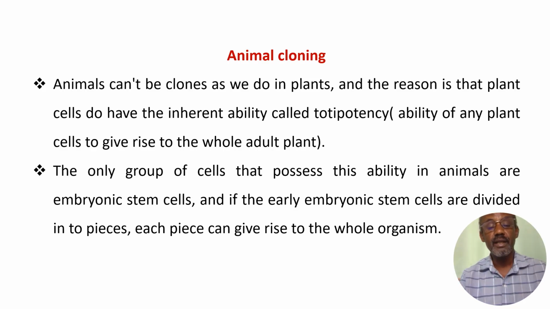The only cells that possess this ability in animals are embryonic stem cells during the embryonic stage. If you take some cells from the early embryo, a single cell can give you the whole animal, the whole human or the whole sheep. And if the early embryo stem cells are divided into pieces, each piece can give rise to the whole organism. Therefore, totipotency is there in animal tissue during the early embryonic stage. Otherwise, we don't have this totipotency like plants possess.